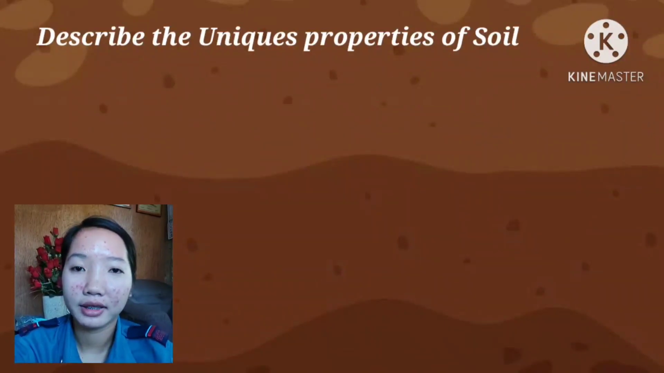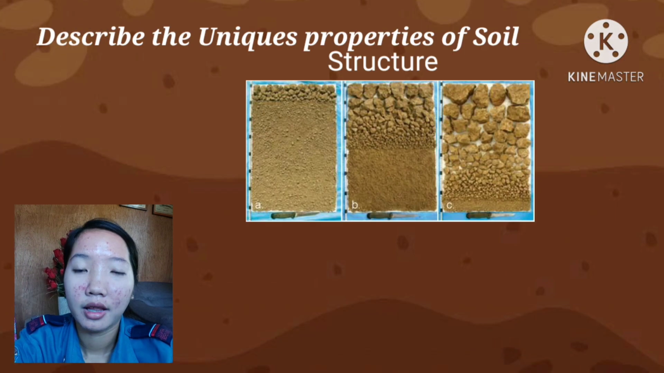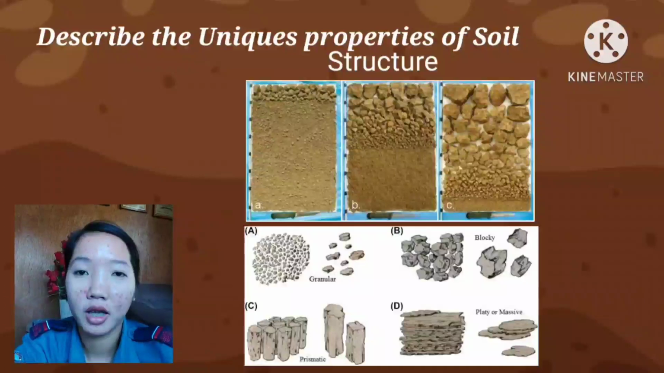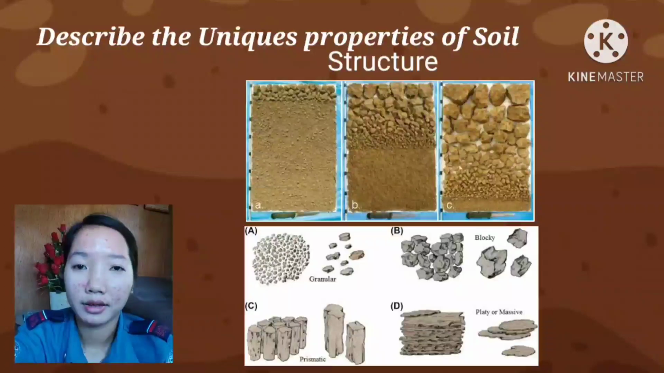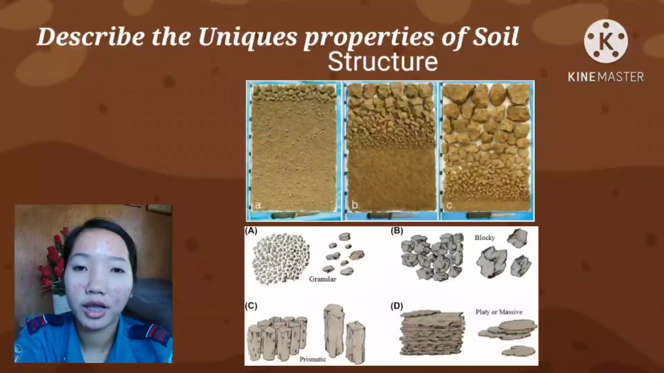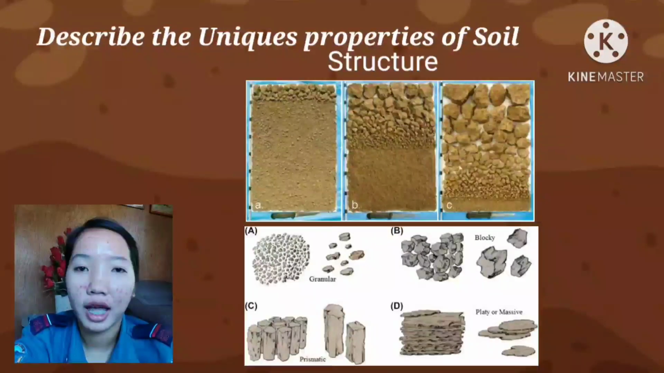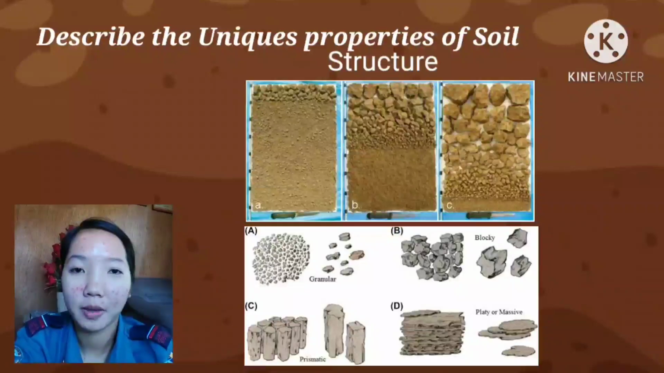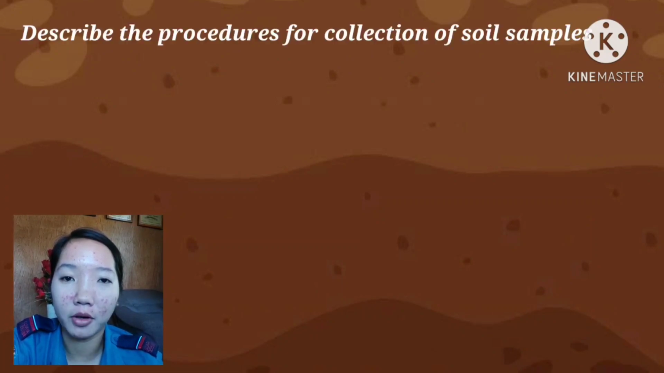The third or the last is the structure. It describes the arrangement of the solid part of the soil, and the pore space is located between them. It is also determined in how individual soil granules clump, bind together, and aggregate, resulting in the arrangement of soil pores between them. And we have the procedures of collection of samples.